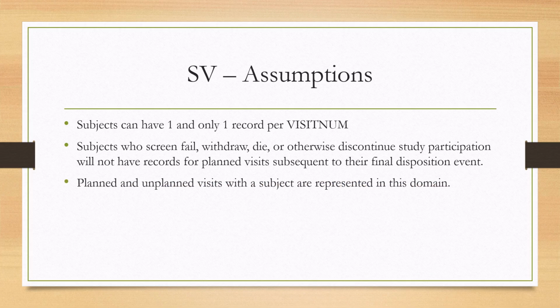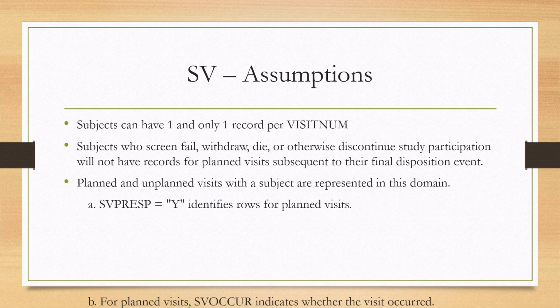The next one is that planned and unplanned visits with the subject, whether or not they are physical visits to our investigational site, are represented in this domain. How we represent them is the next point we will be discussing. We have a variable SVPRESP. When this variable is equal to Y, that means that particular record is a planned visit.